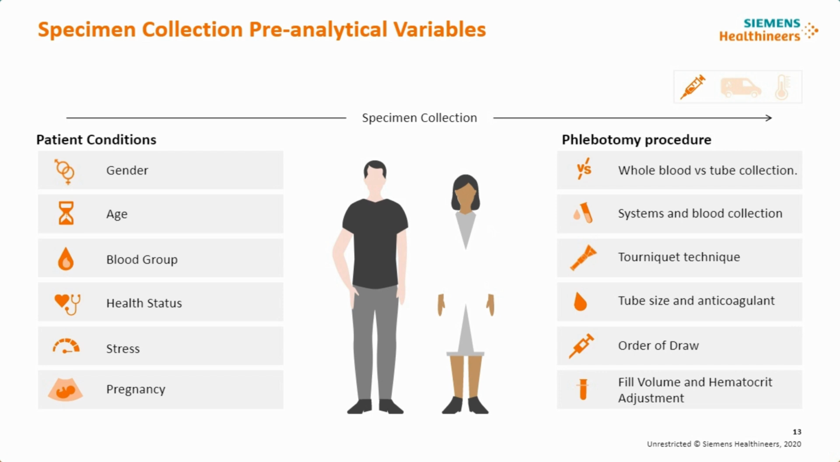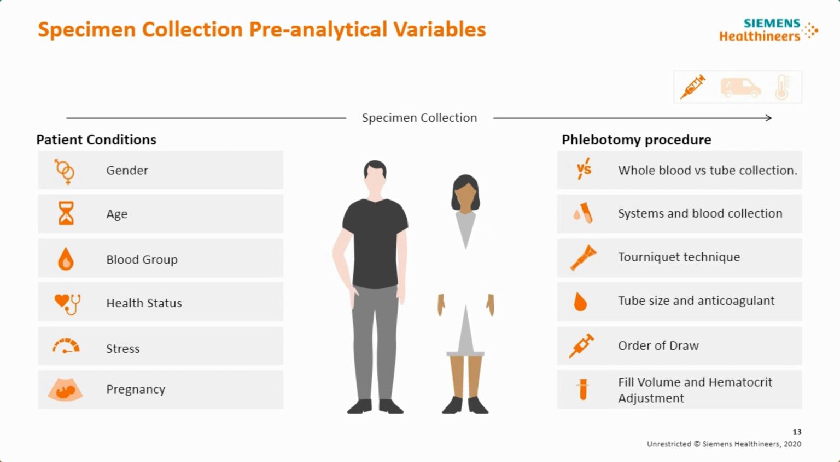Blood groups play an important role because, for example, patients who have blood group O typically have lower von Willebrand factor, resulting in perhaps a misdiagnosis if you don't know the patient's blood group. The patient's health status, the stress of the patient. Is the patient undergoing a very stressful situation? Pregnancy. Those are all conditions that can potentially affect and influence your coagulation testing.